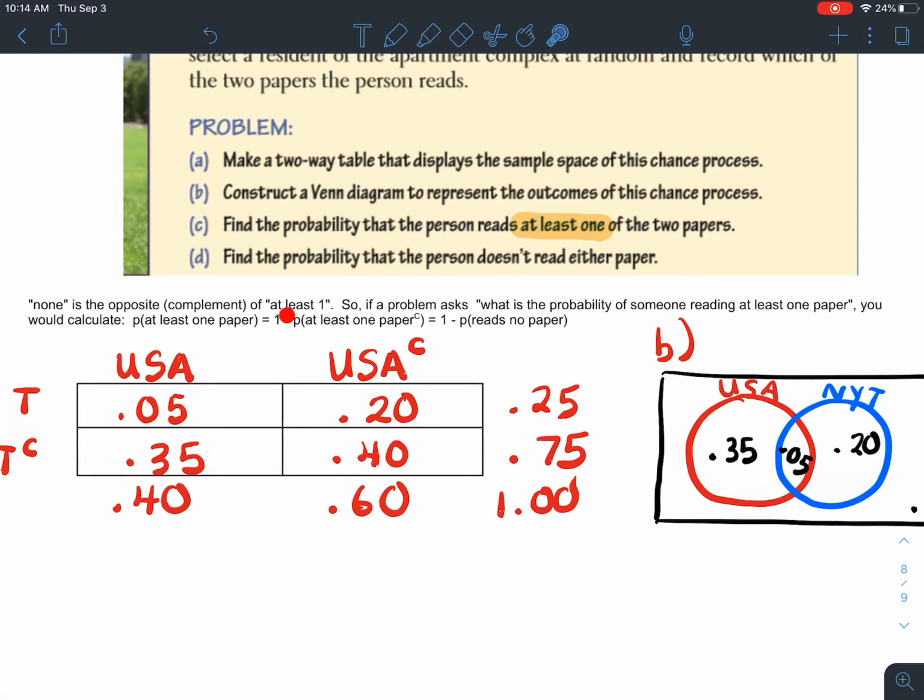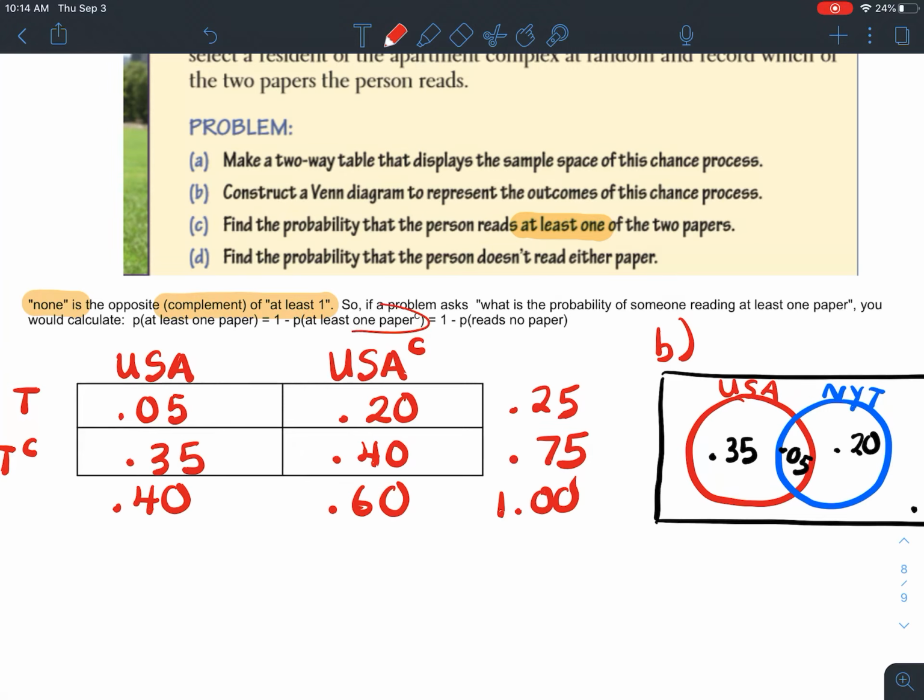This is a really crucial phrase. I put a little note here for you. It says that none is the opposite or complement of at least one. Okay, none is the complement of at least one. So if you have a problem and they're asking you what's the probability that someone reads at least one paper, then you could calculate that probability by doing 1 minus the probability that they don't read at least one paper.